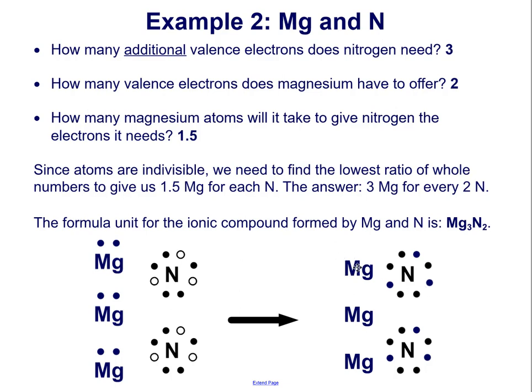Magnesium is now attracted to the nitrogen because it has a positive charge, while nitrogen, due to these excess electrons, has a negative charge. So these electrons are captured by nitrogen, but it leads to the attraction between magnesium and nitrogen to form the ionic bond and the ionic compound.